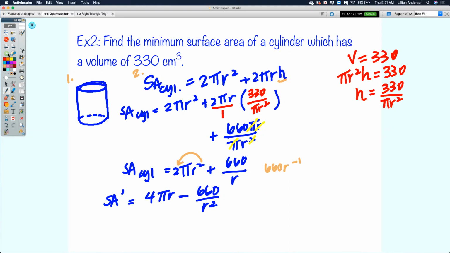So now we have to do step 3, which is find the derivative and set it equal to 0. So this is step 3 right here. When we set this equal to 0 and we go about solving it, I'm going to go ahead and add over the 660 over r squared. Again, I don't want to work with any negatives. Then I'm going to multiply both sides by r squared. Why would I multiply both sides by r squared?